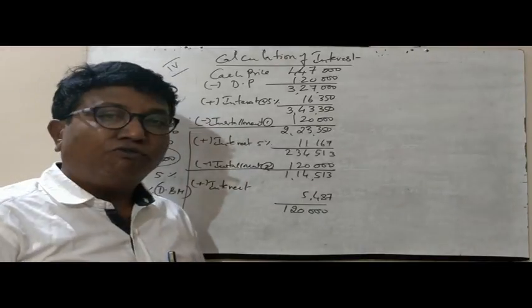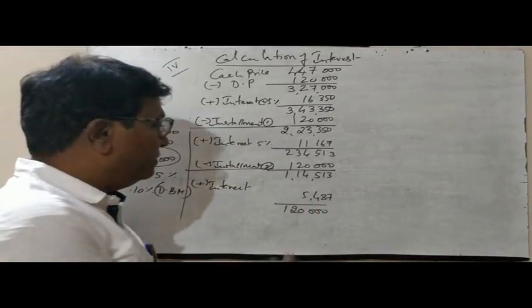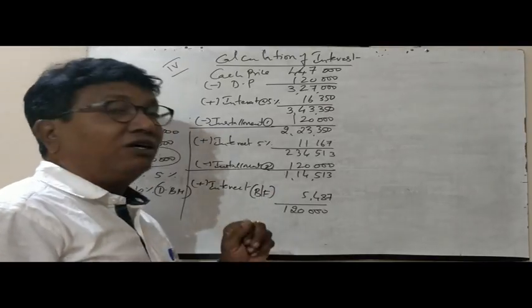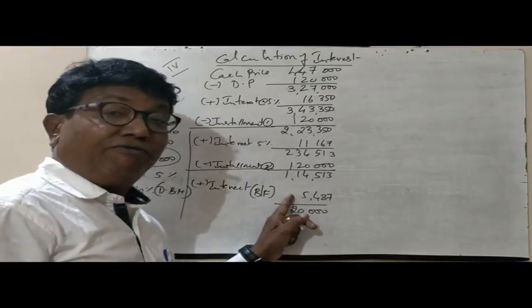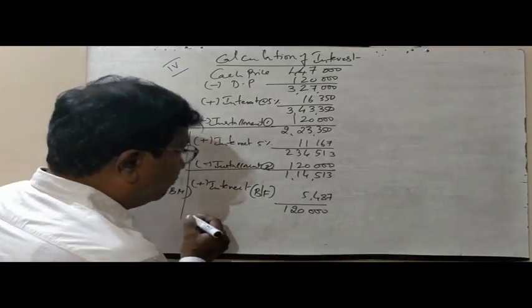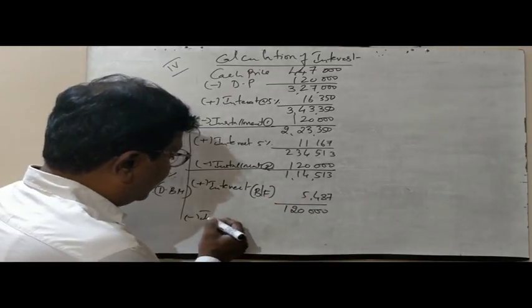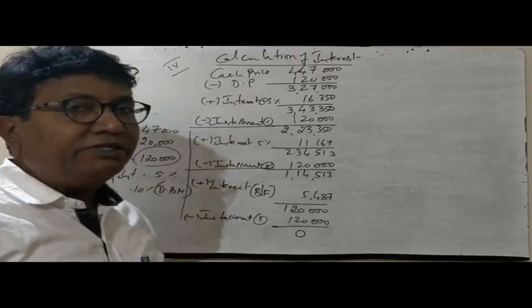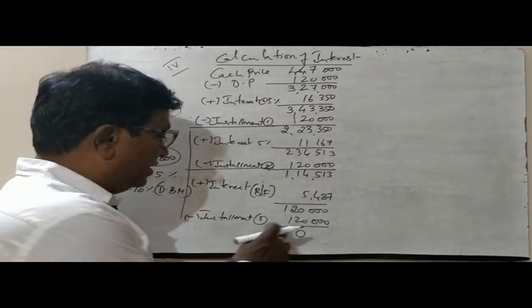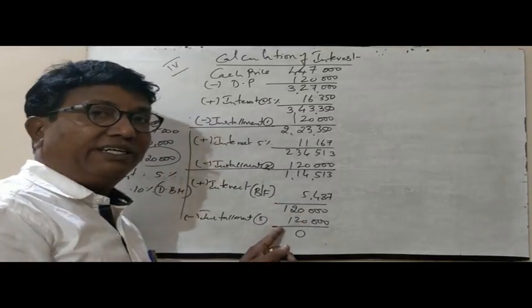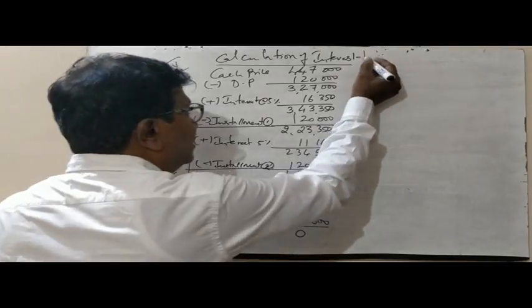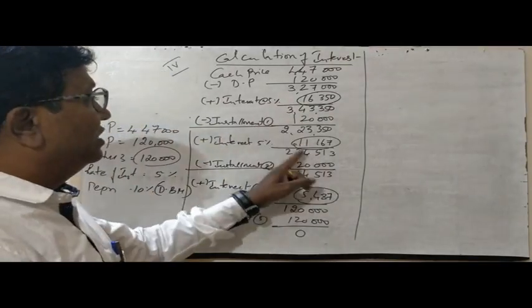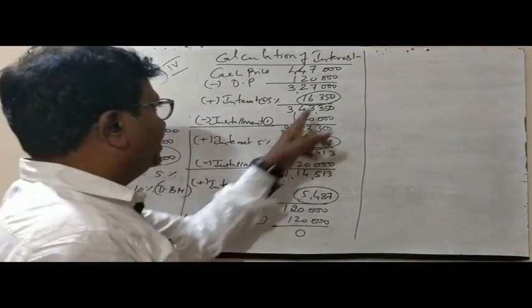5,487. That is 5,487 rupees that we need to pay. That means this is the interest which we have calculated, and we keep it as a balancing figure. Because if you calculate 5% on 1,14,513, you will not get exactly 5,487. So therefore we need to calculate the balancing amount. Now let us deduct the third installment, 1,20,000, and the end of the third year becomes 0. In this 1,20,000 cash price as well as interest both are included. Okay, fine. Now let us calculate interest. We have calculated as this much, 16,350, 11,167, and 5,487. So this is the interest we have calculated.